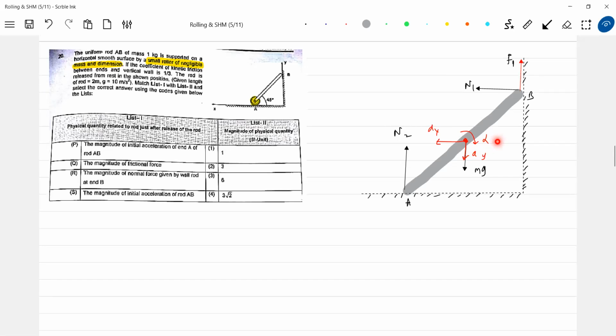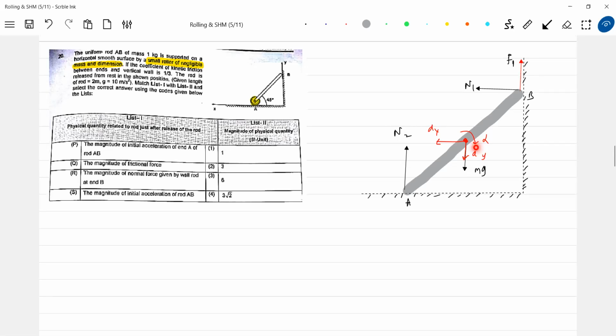Why not ax towards right? Normal contact is acting towards left. Only this N1 is acting on the rod along x-axis. Why can't ay be upward? I think it's common sense: if it is set free, this end will move towards left, this end B will move towards right. Definitely the center of mass will have a displacement along y-axis also. So ay, I'm going to take it.